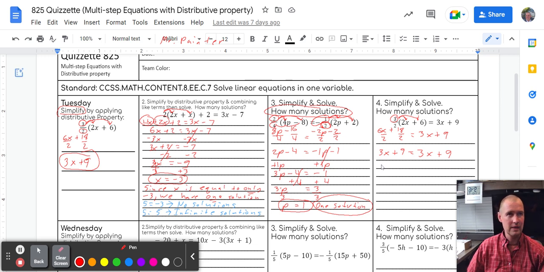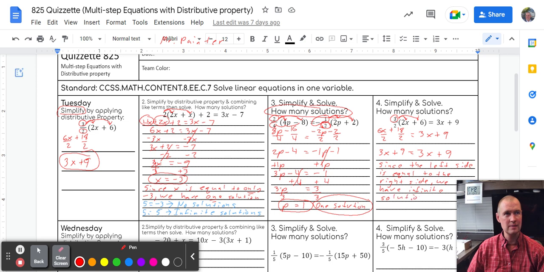So since the left side is equal to the right side, we have infinite solutions.